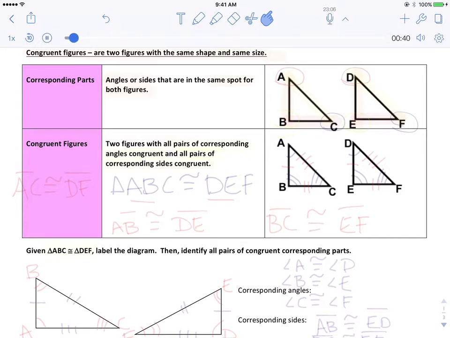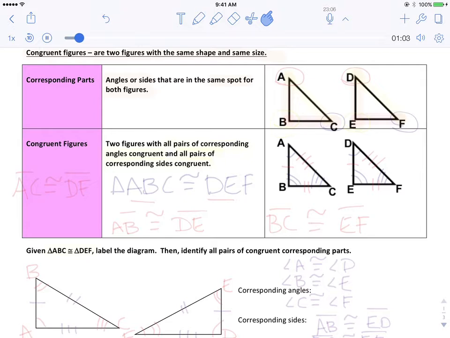So today we're going to talk about congruent figures. We're going to specifically focus on triangles because that's what we've been working with this unit. And to start with, we're going to lay the groundwork for some of the triangle congruence properties and theorems that we are going to study the rest of this unit.